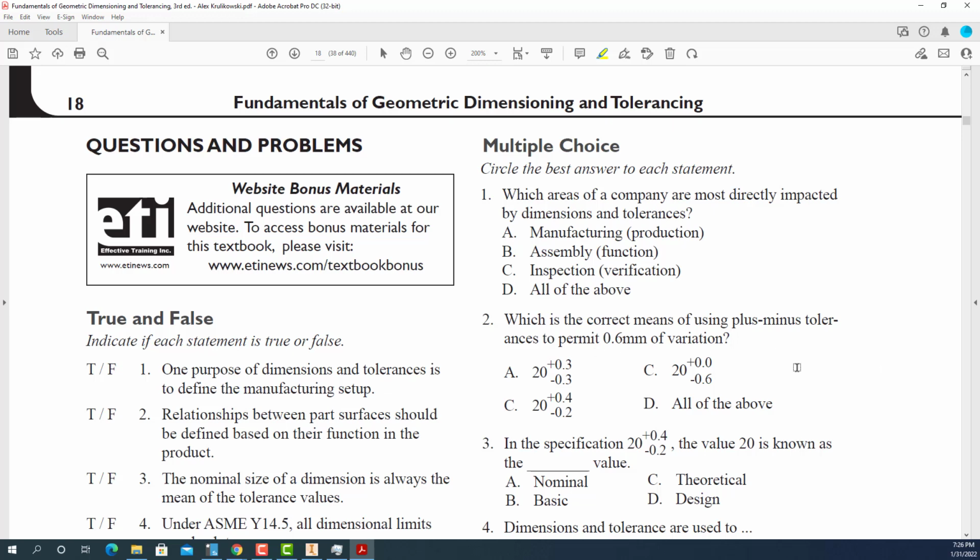Number 2, James. Which is the correct means of using plus minus tolerances to permit 0.6 millimeters of variation? Okay, be careful on this one. If it's the same above and below, he wants you to put a plus minus with one number. That's not a standard, but that's what he wants. So when it has both numbers in the plus minus, he's thinking that that's incorrect, okay?